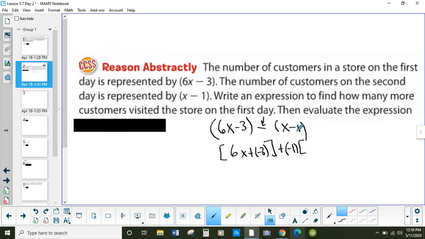Again, do the rule for subtraction inside, convert these parentheses to brackets, and I go plus -1, and I'm ready to distribute. Distribute and combine like terms is how we simplify. Copy the part down that you're not using.